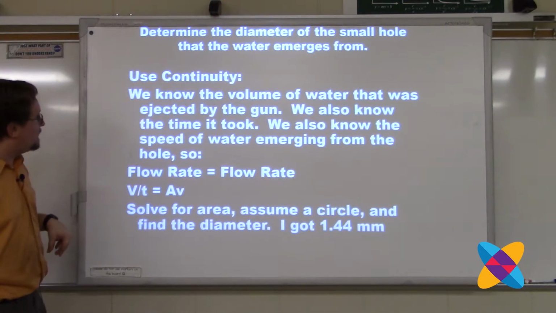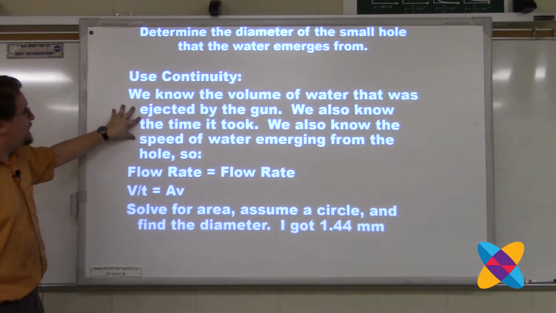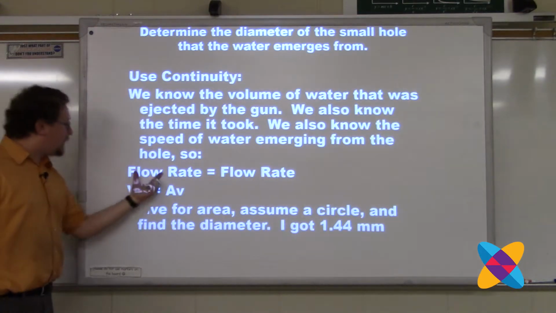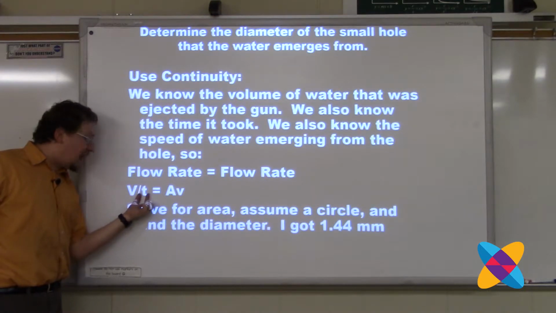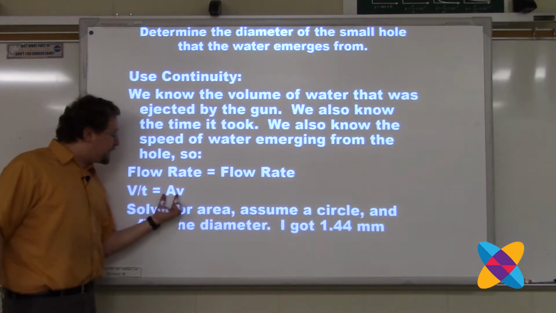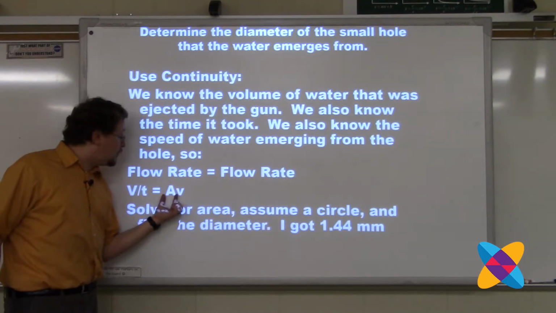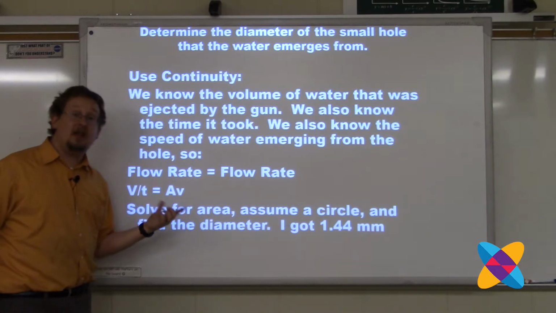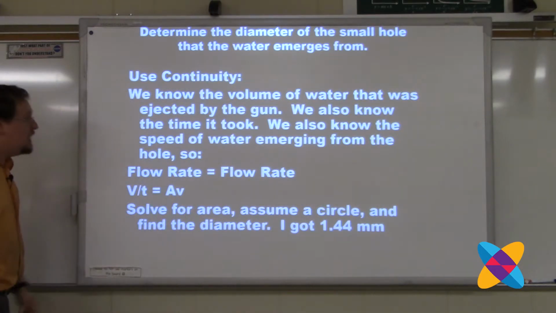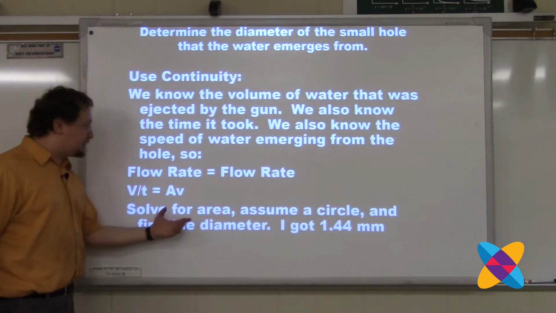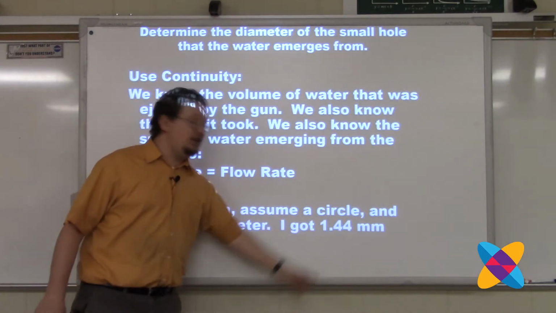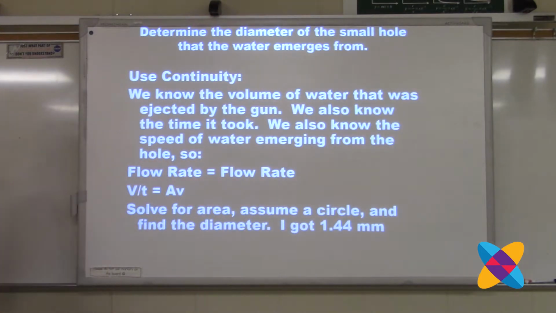Use continuity. You know the volume of the water that was ejected and the time. So flow rate, volume ejected over time spent shooting, equals the area of the little hole, which is what you want, times the velocity that you just calculated in part A. Solve for the area, assume it's a circle, and then use geometry to get the diameter.